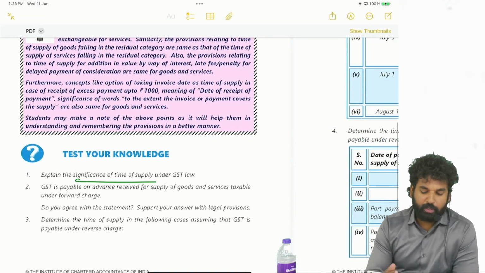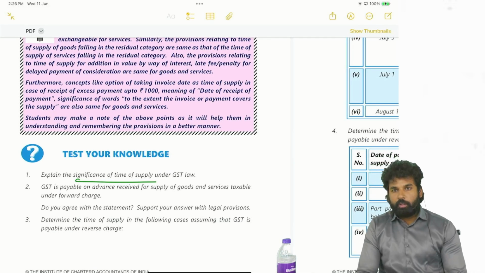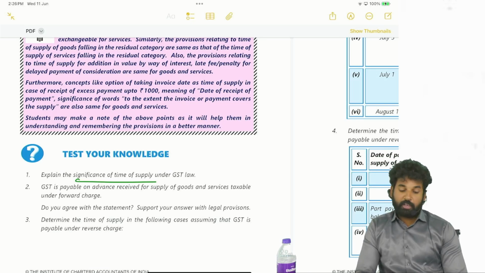Significance of time of supply under GST. Why is it important? In order to determine the point of time at which tax liability arises.